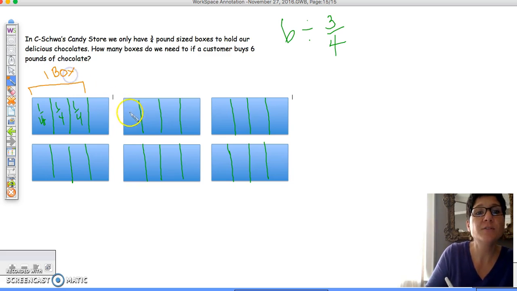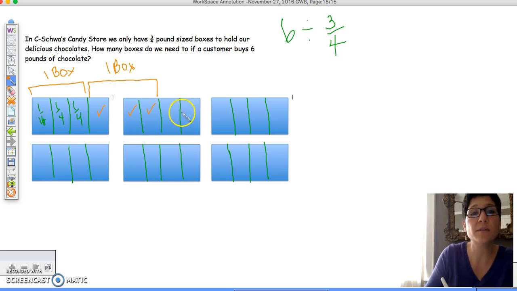Now if I go over here, then I have this quarter, and that quarter. That's another 3/4. So that is yet another box that the chocolate's going to go into. I'm going to use different marking so I don't get confused. There's my next 3/4. That's another box. And then over here, I got this one, another three right here, check, check, check, and that's one box right there.